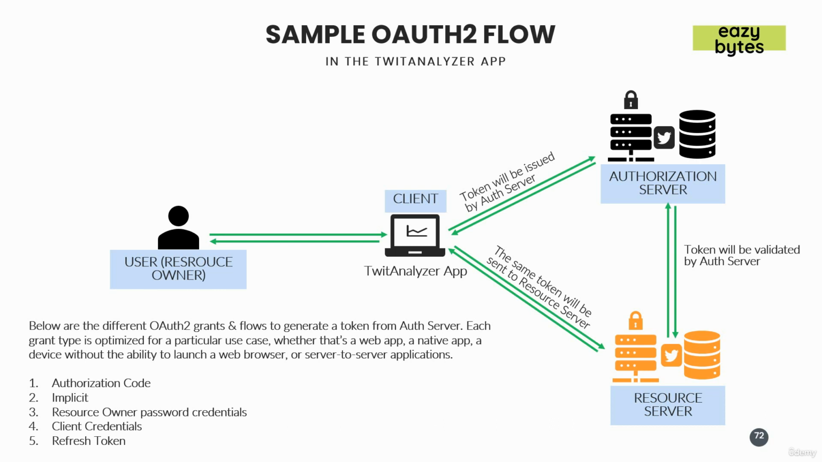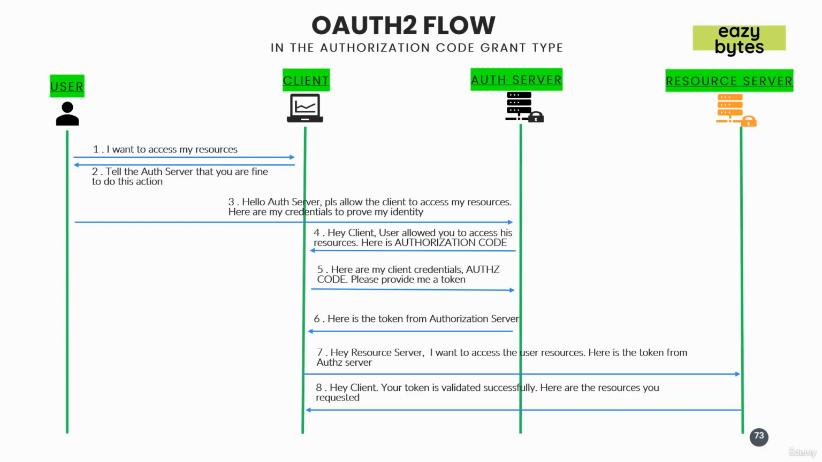When I say grant flow or OAuth flow, that means these are the flows that the authorization server, client and resource servers follow in order to generate tokens, validate tokens and interact with each other. So in this lecture, let's see the first grant type, which is authorization code. You can see this is the high level flow that will happen inside the authorization code grant type OAuth2 flow.